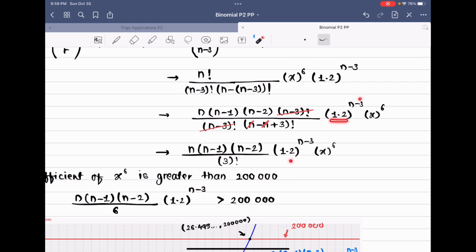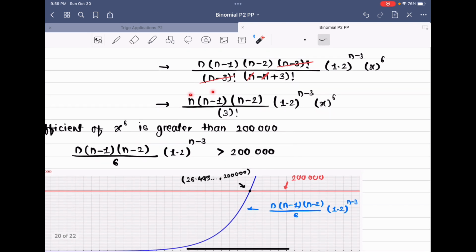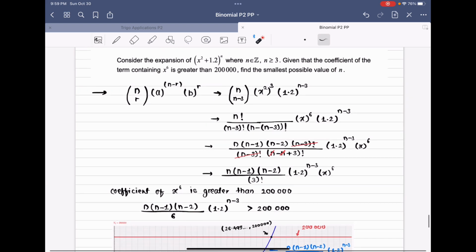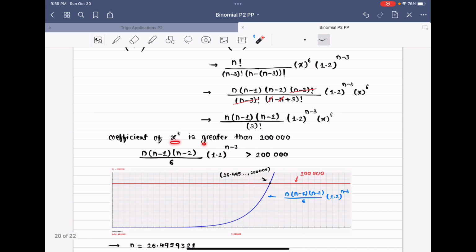1.2 raised to n minus 3 as it is and x^6 as it is. I'm interchanging these two terms because ultimately I need the coefficient of x^6. So I got the coefficient of x^6 is n into n minus 1 into n minus 2 upon 3 factorial into 1.2 raised to n minus 3. They said the term containing x^6 is greater than 200,000, so the coefficient of x^6 is greater than 200,000.